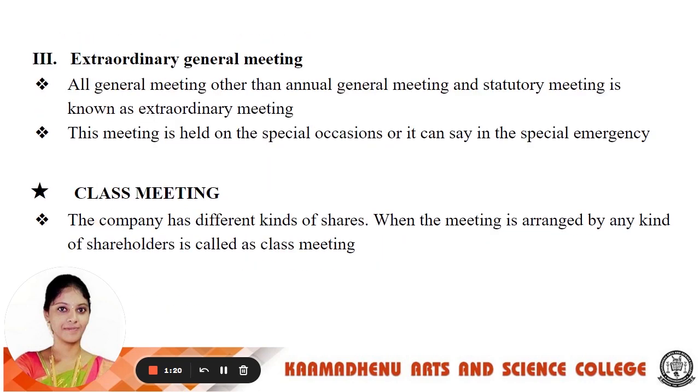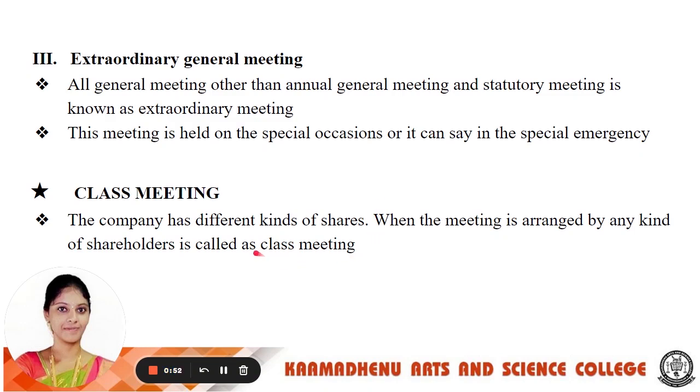The next type is the extraordinary general meeting. Any general meeting other than the annual general meeting and statutory meeting is known as an extraordinary meeting. This meeting is held on a special occasion, or we can say in a special emergency, other than the annual general meeting and statutory meeting, for any major decision-making purpose.